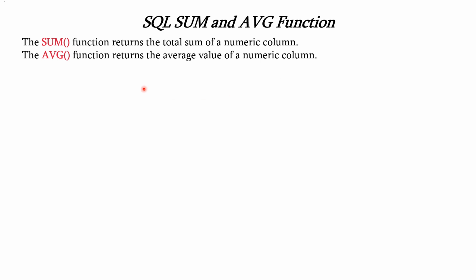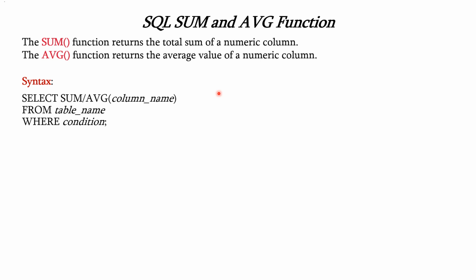Next we have the sum and average functions. These are also aggregate functions. The sum function returns the total sum of a numeric column. The average function returns the average value of a numeric column. The syntax is SELECT SUM or AVG within brackets, the column name has to be mentioned, FROM the table name WHERE condition.